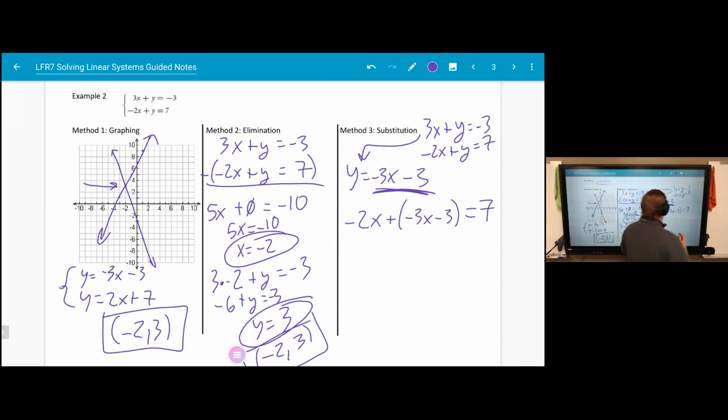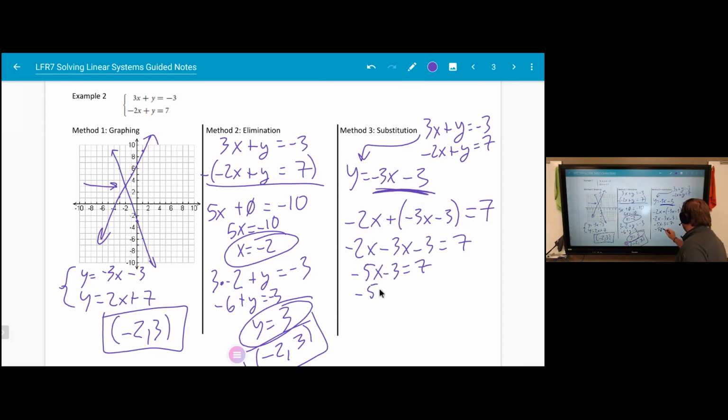Okay. So if I do that, I'm just distributing a positive 1 through here. So this is like negative 2x minus 3x minus 3 equals 7. Simplify what you got. This is negative 5x minus 3 equals 7. Negative 5x equals 10, because you add 3 to both sides. That looks a lot like this. Divide by negative 5, x still equals negative 2. I love it. Then we got to find the y to it, right?